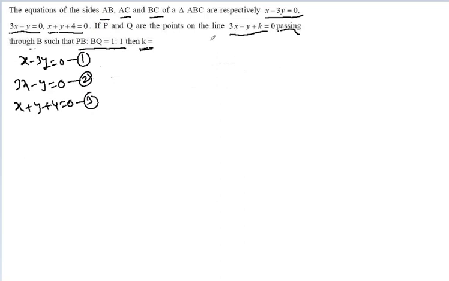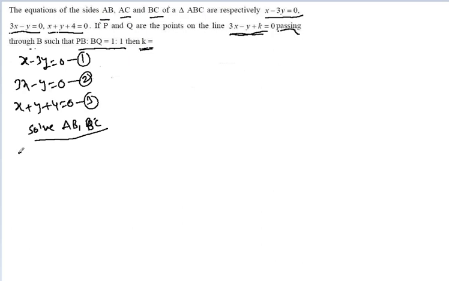Here the equations of AB, AC, BC are given for triangle ABC. The AB equation is x minus 3y equals 0, this is the first equation, 3x minus y equals 0, the second one, and x plus y plus 4 equals 0, the third equation. The line 3x minus y plus k passes through the point B, which we get by solving the AB and BC equations. Solve these two equations, and we get the point B.